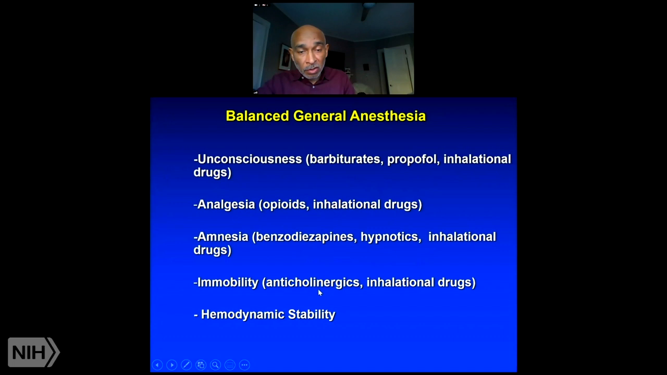Then you have special drugs that block the activity of the neuromuscular junction, anticholinergic drugs, which induce immobility, or what we call muscle relaxation, or is colloquially referred to as paralysis.